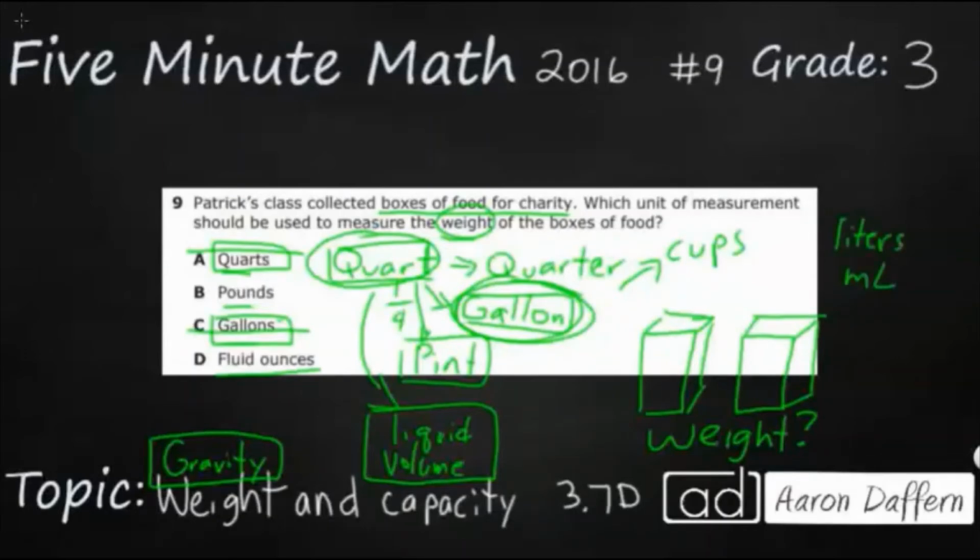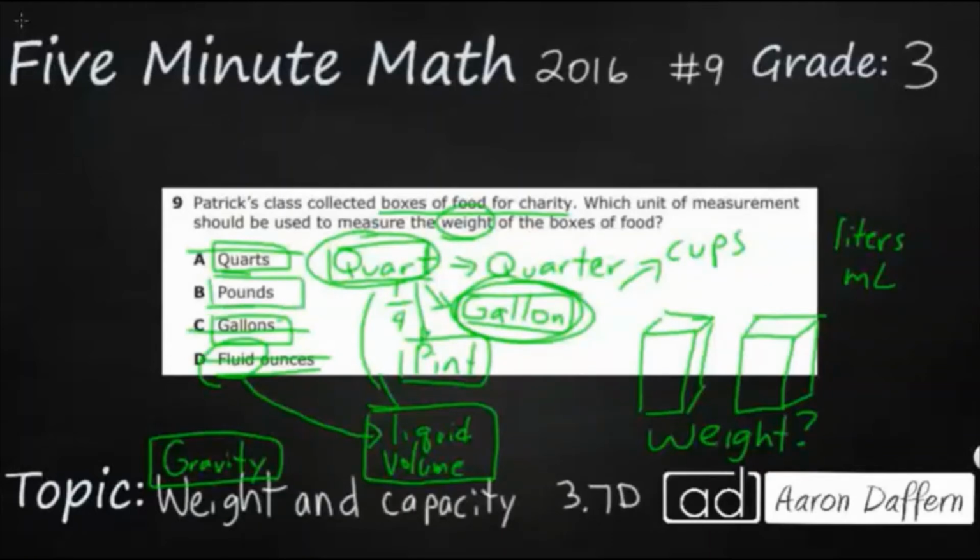So we're down to pounds, we're down to fluid ounces. Ooh, there's your clue right there. Look at that. Fluid ounces. Fluid is something very similar to liquid. So fluid ounces make up a cup. It's a really, really small unit of measurement for capacity. So this also is going to be a measure for capacity. So that is going to leave us with pounds.